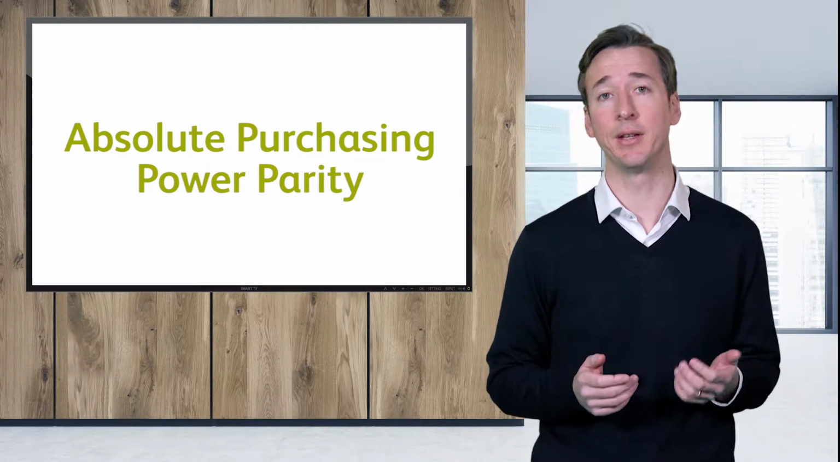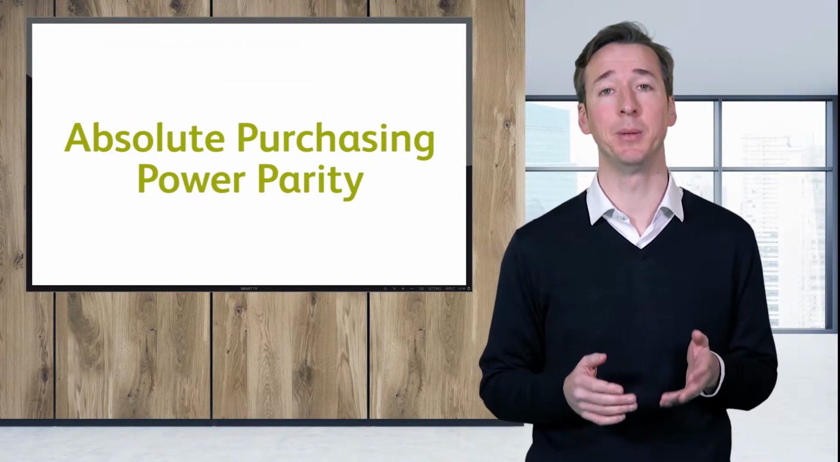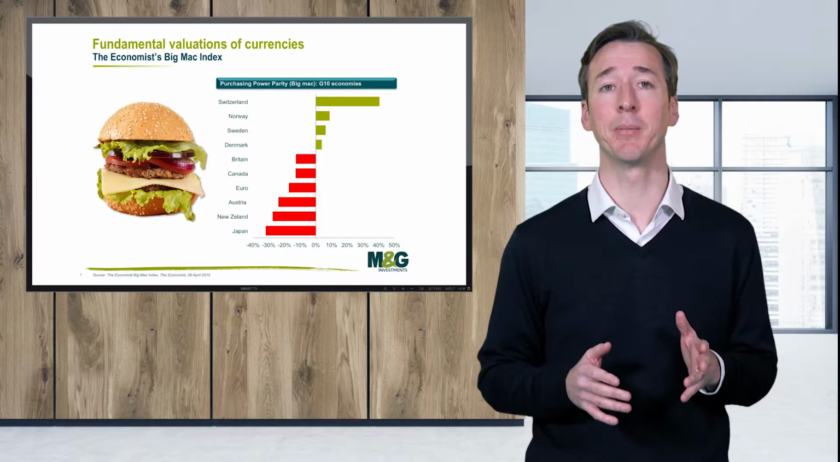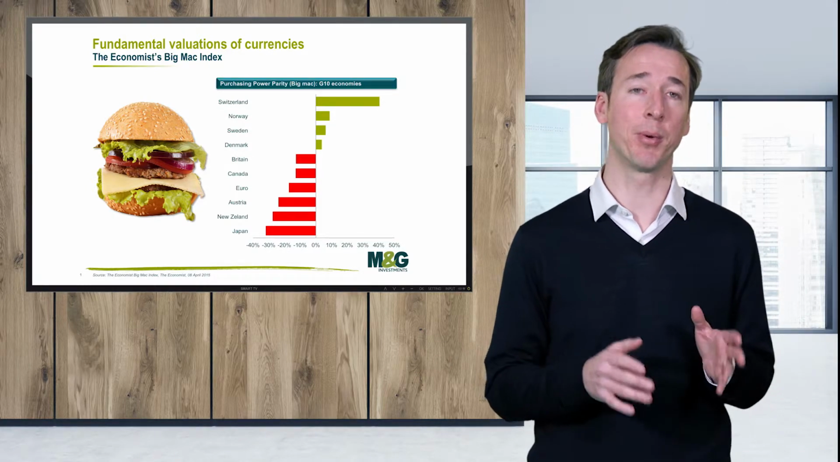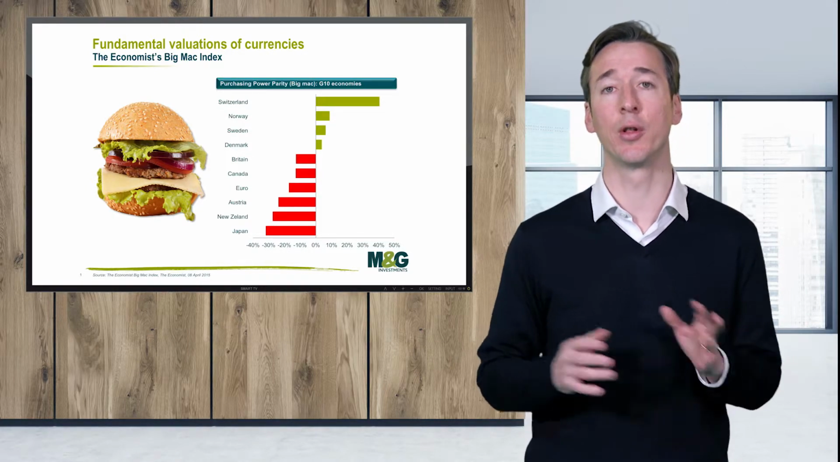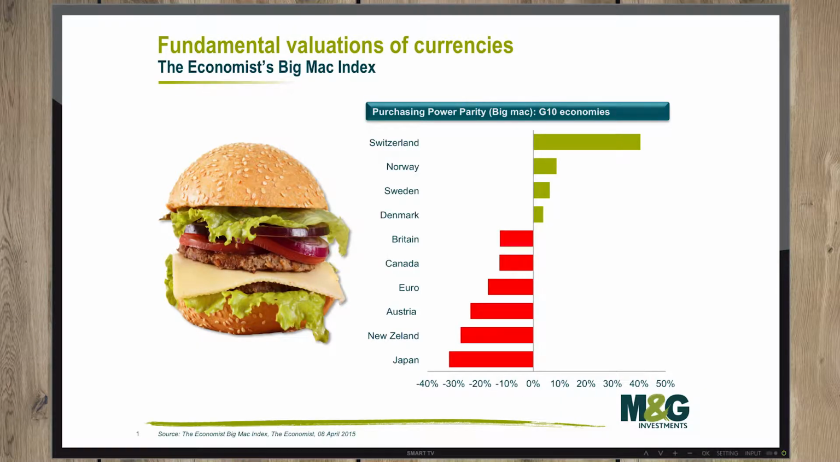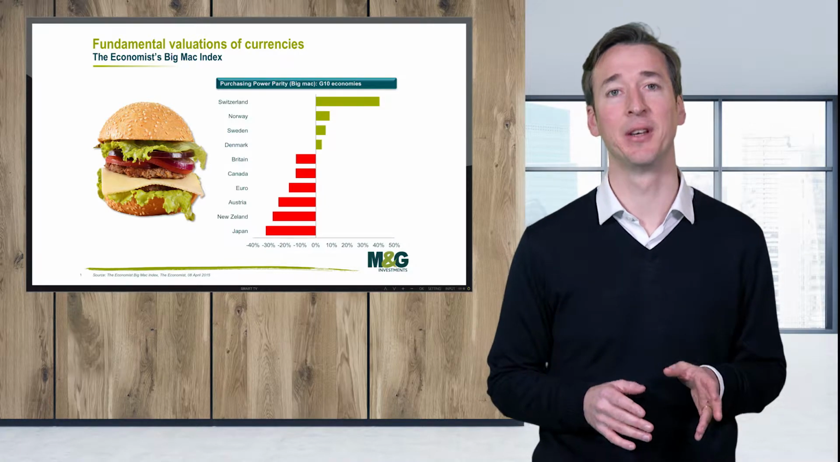A light-hearted yet famous example of absolute PPP is the Economist's Big Mac Index, which compares the prices of a Big Mac sandwich all across the globe. Depending on how expensive or cheap a Big Mac is across the world, one can infer whether a currency is currently cheap or expensive.